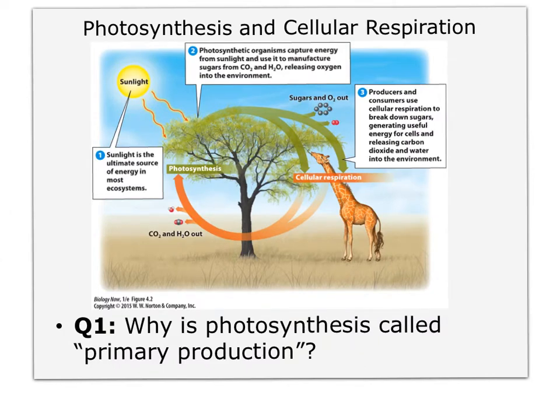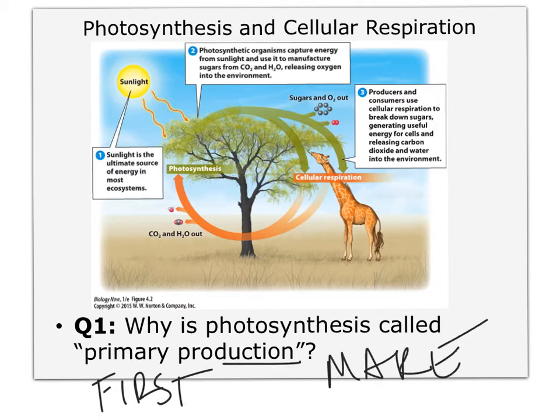So here's a little demo. How can we use these figure questions to help us study? Well, let's take a looky look. Here we go. Question 1. Why is photosynthesis called primary production? Well, primary means first, right? And production means to produce something or to make it. So first make. What are we first making? What could we guess? That's a pretty good guess. Our good friend sugar. Yay! You guys are so smart.